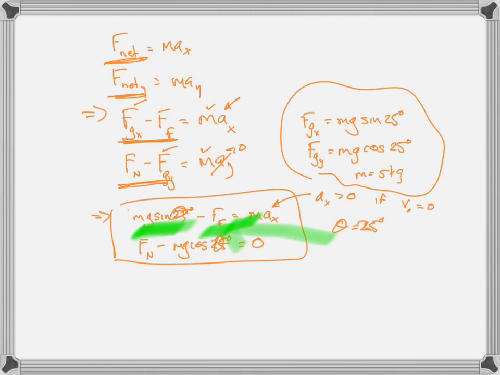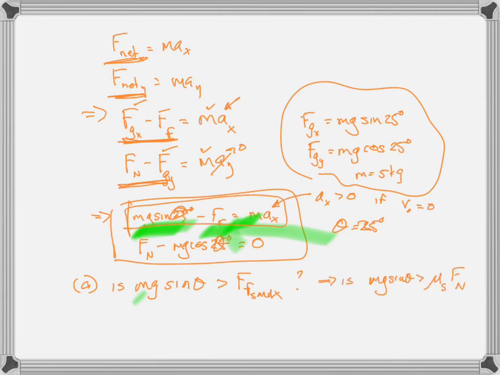And so in order to answer question A, we need to ask the question, change my color. Question A is really, is mg sine theta, where theta is 25 degrees, greater than F_fs max? Is it big enough to get it moving? That's what we're asking. Is it big enough to get it moving? That's what we get out of this equation. So now we recognize that's the question we're asking.